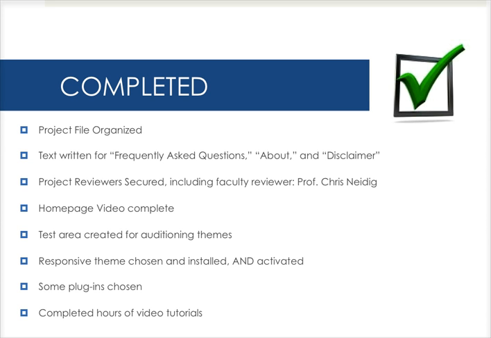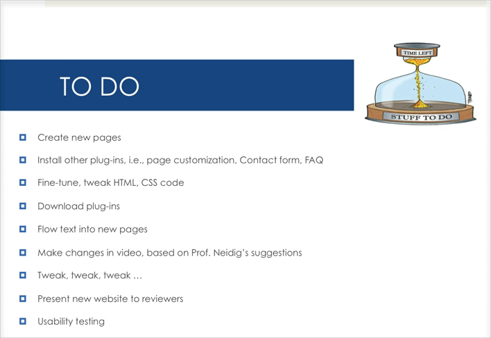I've chosen some plugins that I plan to use on the site, and I've watched hours and hours of video tutorials to get a feel for the proper tweaking and to feel comfortable with the WordPress platform. But I still have quite a bit more that I need to do. I need to create some new pages, install some plugins such as the page customization, a plugin for the contact form and the frequently asked questions. I want to do some more fine tuning and tweaking of the HTML and CSS code. I need to download some of these plugins that I chose, flow the text into the new pages, make some changes in the video based on Professor Neidig's suggestions, tweak, and then present the new website to the reviewers and conduct usability testing.